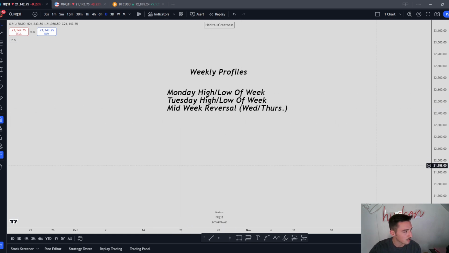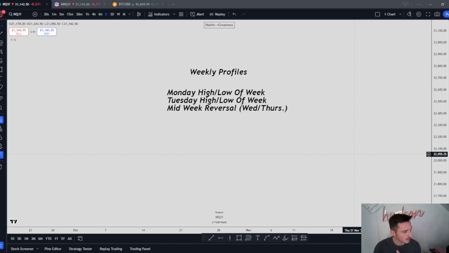Tuesday, high or low of the week. Tuesday and Thursday are the best days to identify the high or the low of the week. So on Tuesday, if we have created a low or high of the day, so we take out Monday's high or low, that can be the low or high of the week. You want to see strong displacement in the opposing direction. So if we take Monday's high, you want to see displacement or an order block created to the bearish side. Then we have a midweek reversal, which will occur on Wednesday or Thursday.